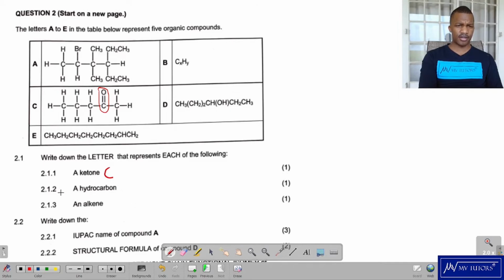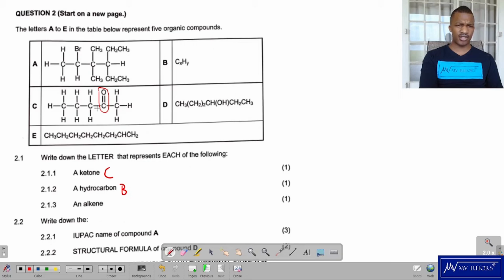Now number 2, a hydrocarbon. When we're looking for a hydrocarbon, it's self-explanatory. We're looking for a chain that has C and H only. Hydro from hydrogen and carbon, so C and H only. Let's go. A, C and H only? No, there's a Br there, so that's not what we're looking for. C and H on B, there we go. So B is our answer.